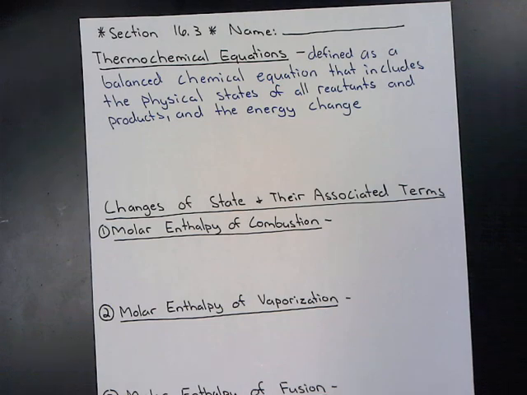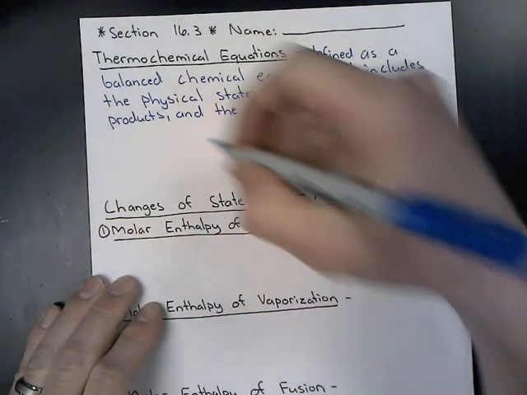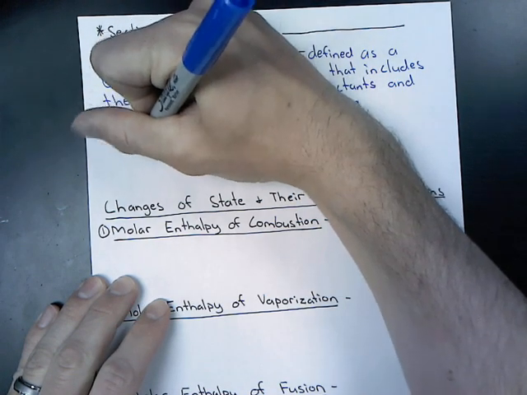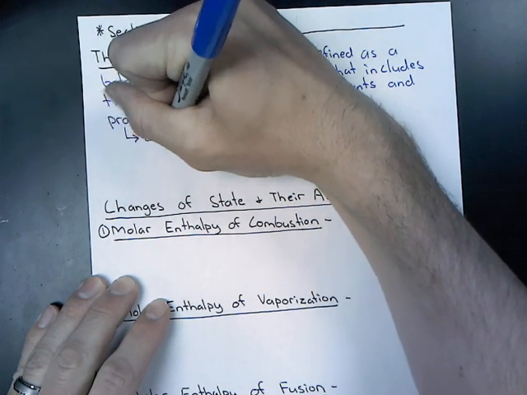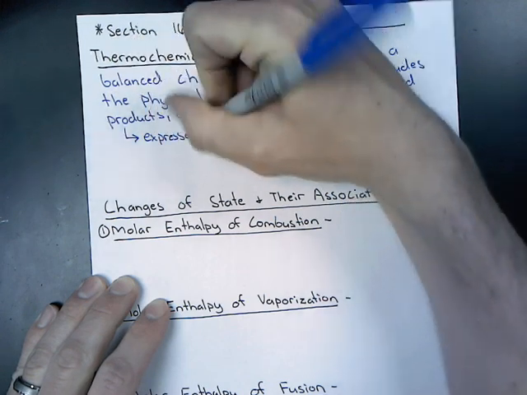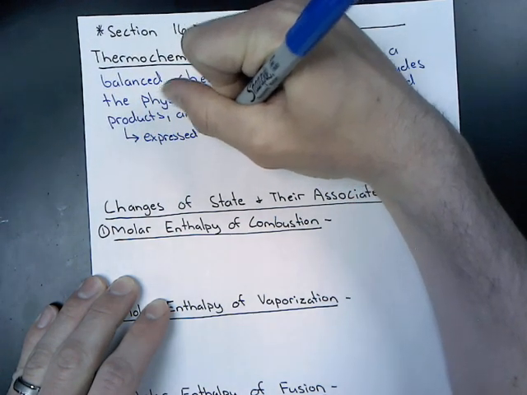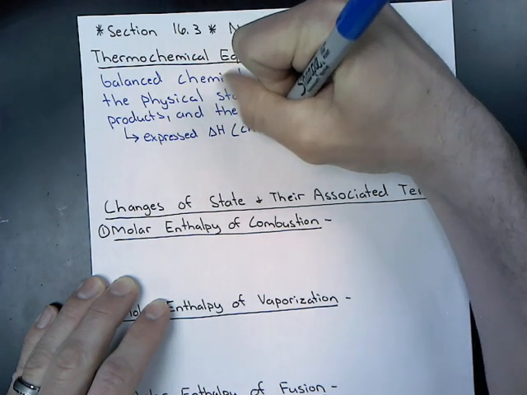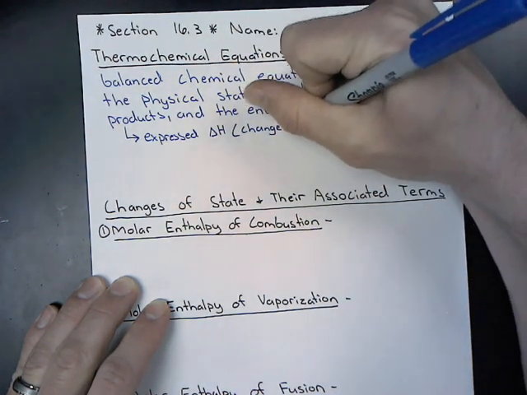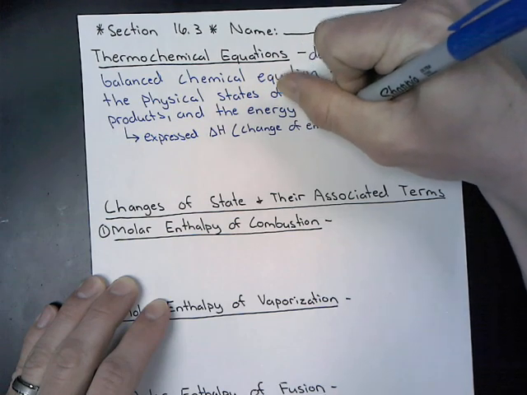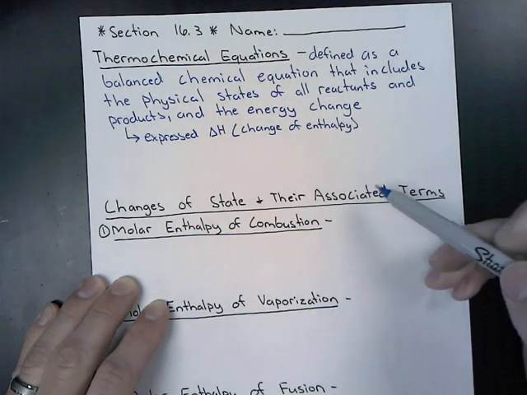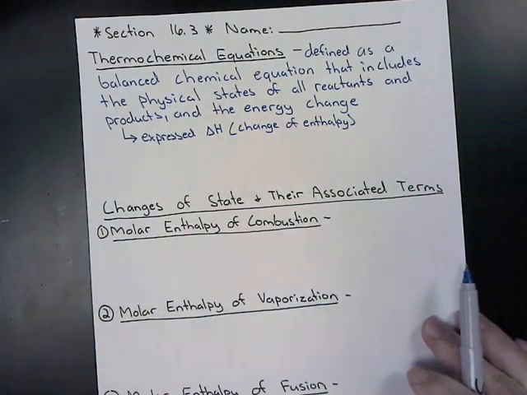Now, what usually happens here is these thermochemical equations are expressed as the change in enthalpy, or delta H, which I will again define as change of enthalpy. Simply put, with enthalpy we are looking at the change of heat.